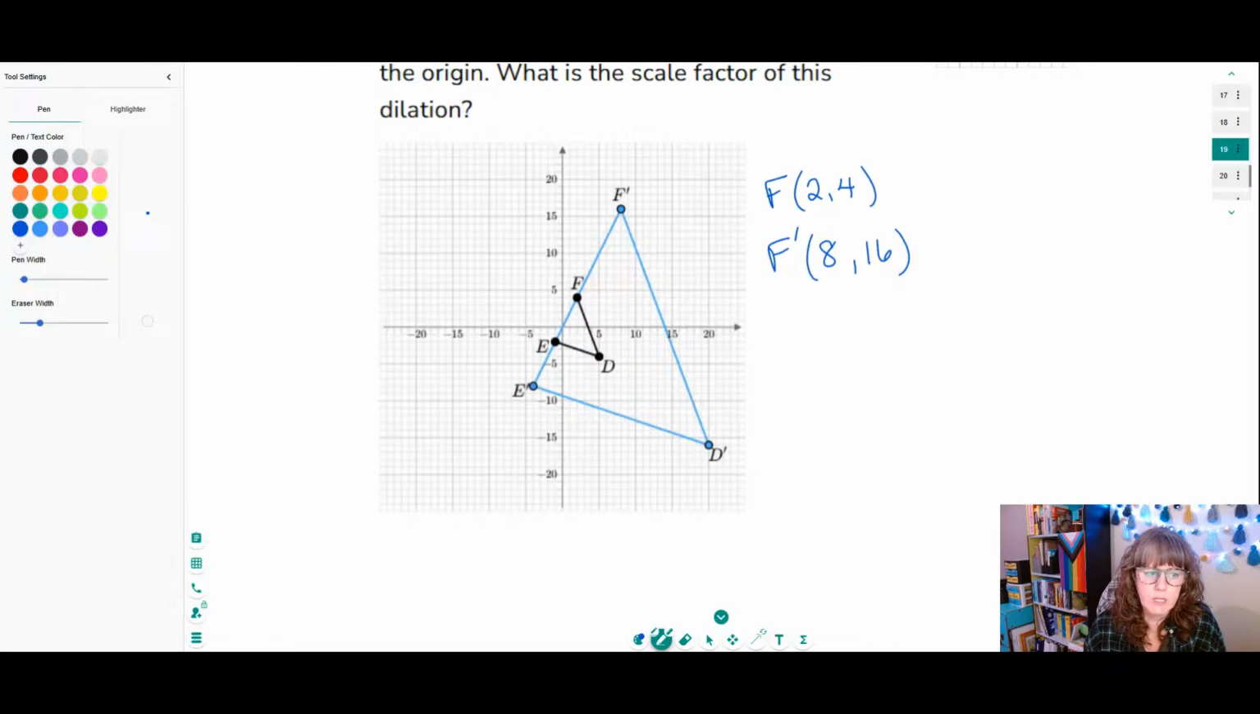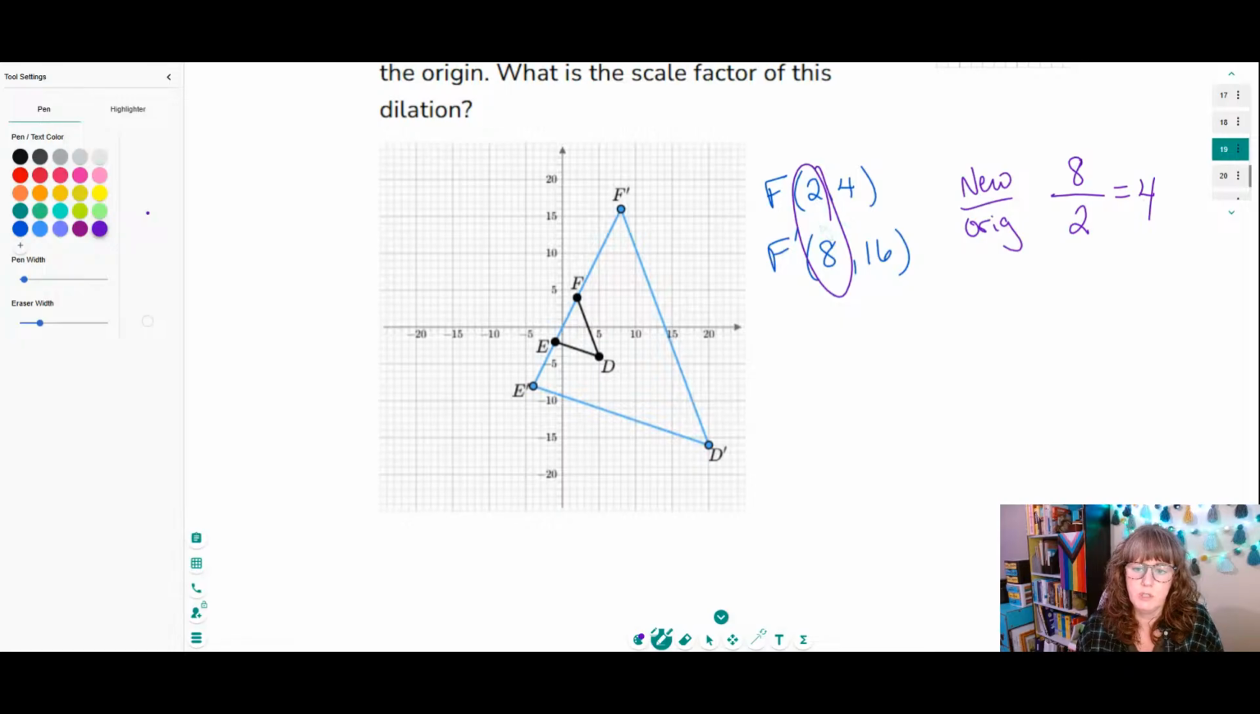There's a couple of different ways that we can look at this. What is it that we had to multiply from the first point to get to the second point? Or another way that we can think of this is new over original. We take just one of these numbers: the new x value of F prime is 8, and the original was 2. 8 divided by 2 is 4. Well, 2 times 4 would give us 8. So that means that our scale factor is 4.